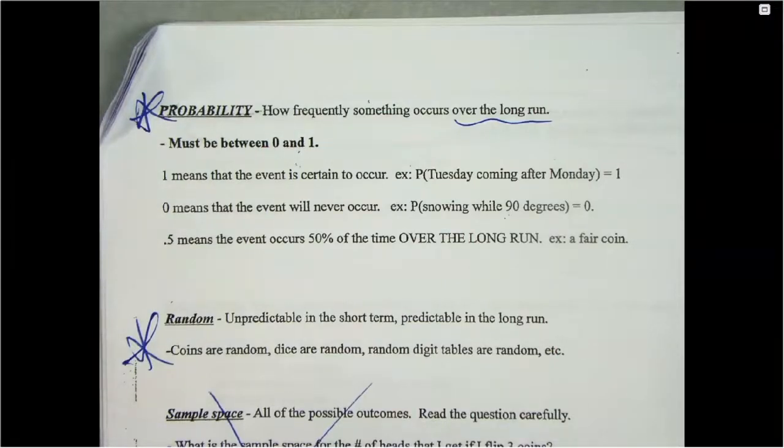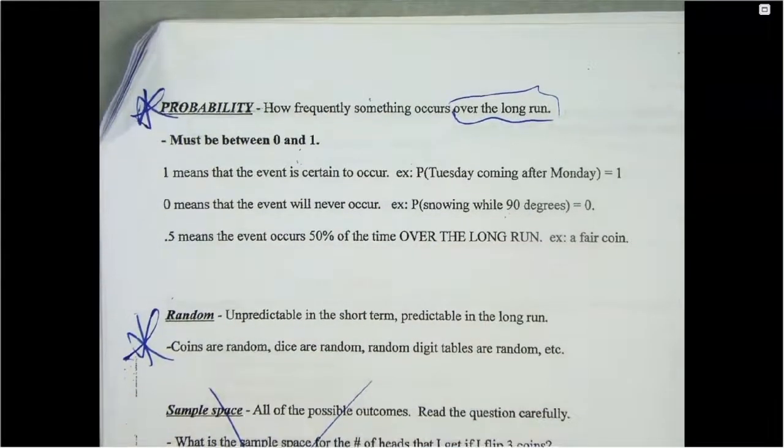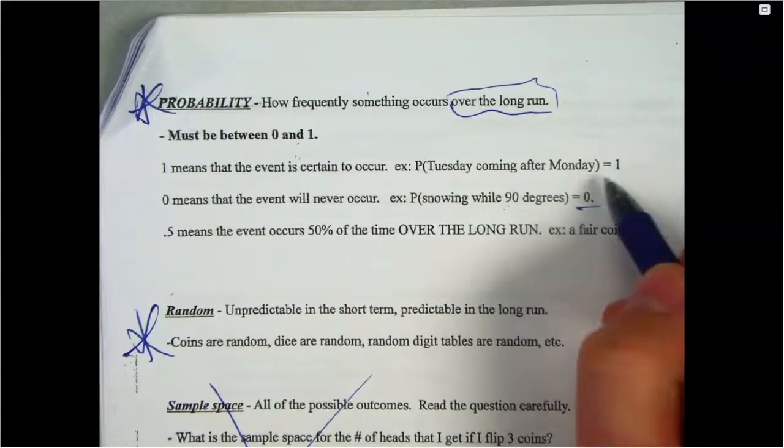So if I flip a coin, what's the probability it comes up heads? 50%, 1/2, right? But does that mean that if I flip one and it's heads, then the next one's going to be tails? Does the coin know, oh, I was just heads, so I have to make sure tails is next? That's not how it works, right? So it's over the long run. We don't know what's going to happen over the short run. I can get 7 heads in a row, but over the long run, it's going to be 50%. So that's the big idea there. How frequently something occurs over the long run. 0 means it never happens. 1 means it always happens.